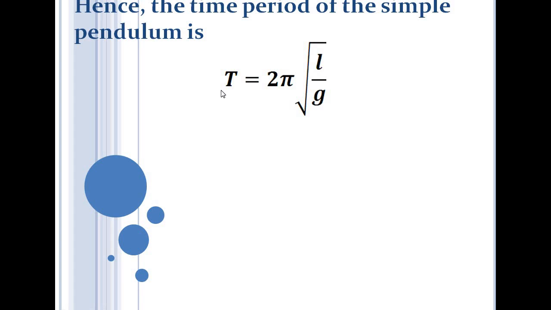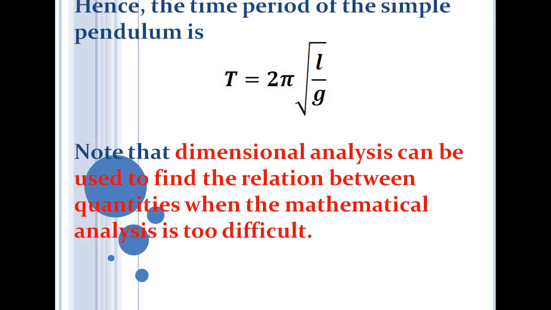In this way we can determine the physical relation on the basis of dimensional analysis. Dimensional analysis can be used to find the relation between quantities when the mathematical analysis is too difficult. This means if the mathematical analysis is not comfortable for finding the physical relation, we use dimensional analysis. The relation or dependence must be of product type, as already mentioned, and we must have an idea on which physical quantities the given physical quantity may depend.